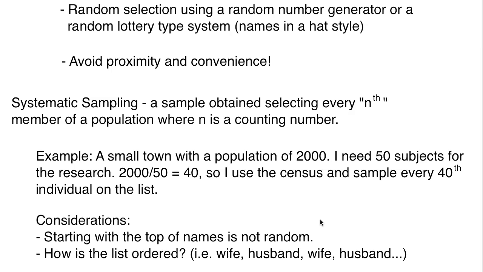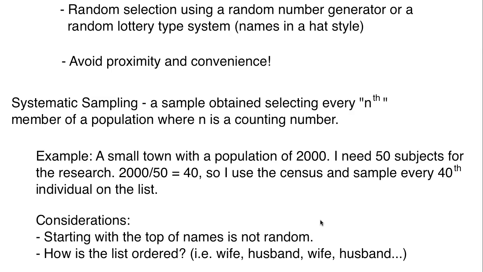Okay, so an example here is I have a small town with a population of 2,000 people, and I need 50 subjects for my research project. So 2,000 divided by 50 would give me 40. So I'm going to use the census for the town and sample every 40th individual on the list. This would be an example of systematic sampling.